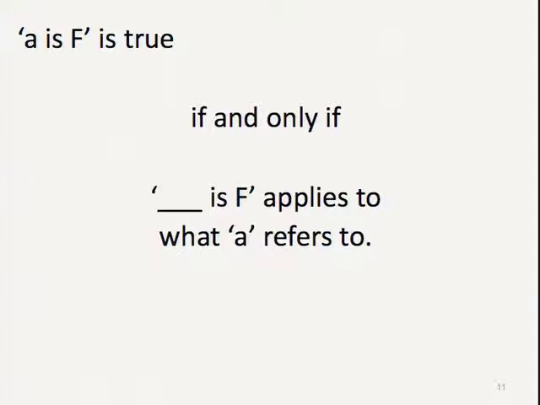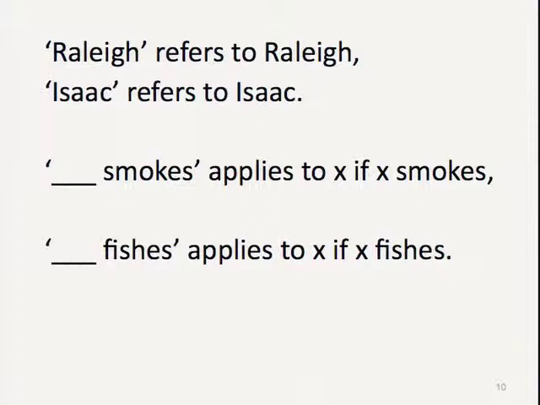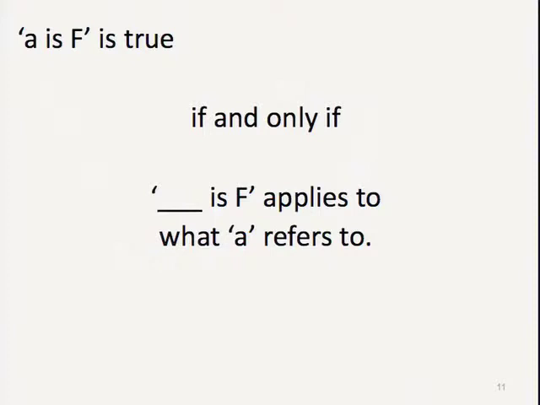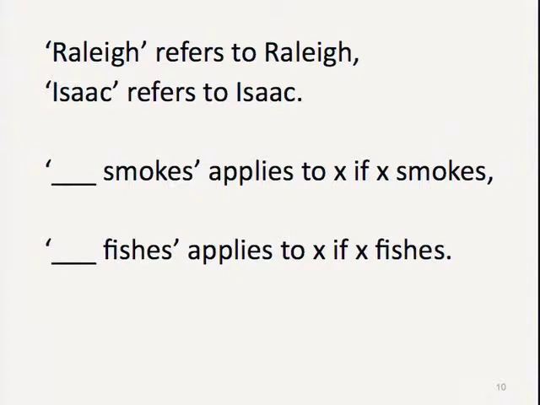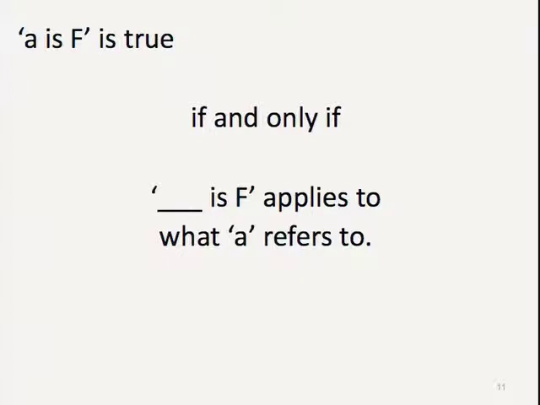So suppose you want to know whether Raleigh fishes is true. What does Raleigh stand for? Raleigh. So Raleigh refers to Raleigh, okay? What does it take for fishes to apply to something? Well, X has to fish. So once we toil through the definition, we see that the sentence Raleigh fishes is true if and only if fishes applies to what Raleigh refers to. What Raleigh refers to is Raleigh, and fishes applies to Raleigh just in case Raleigh fishes. So the sentence Raleigh fishes is true if and only if Raleigh fishes. Right? So we just did it. We toiled through.